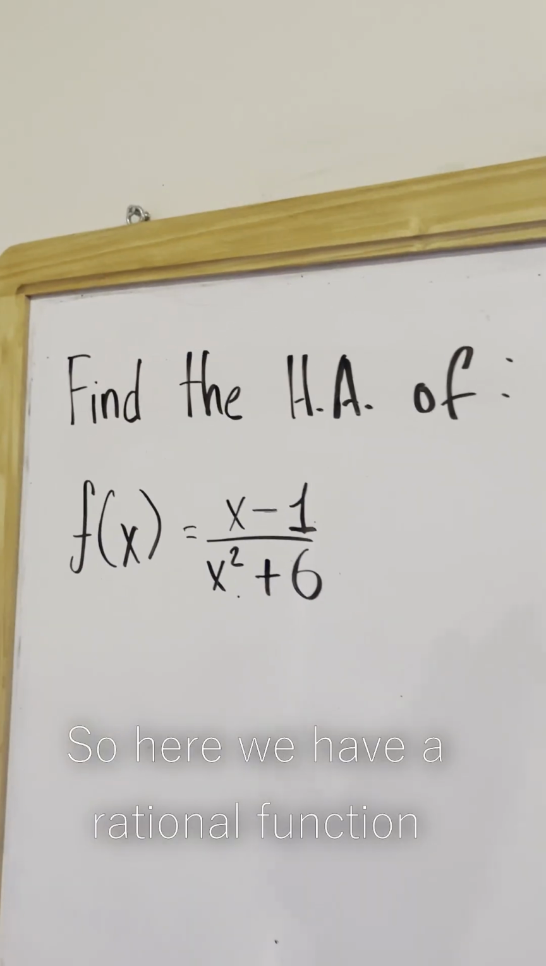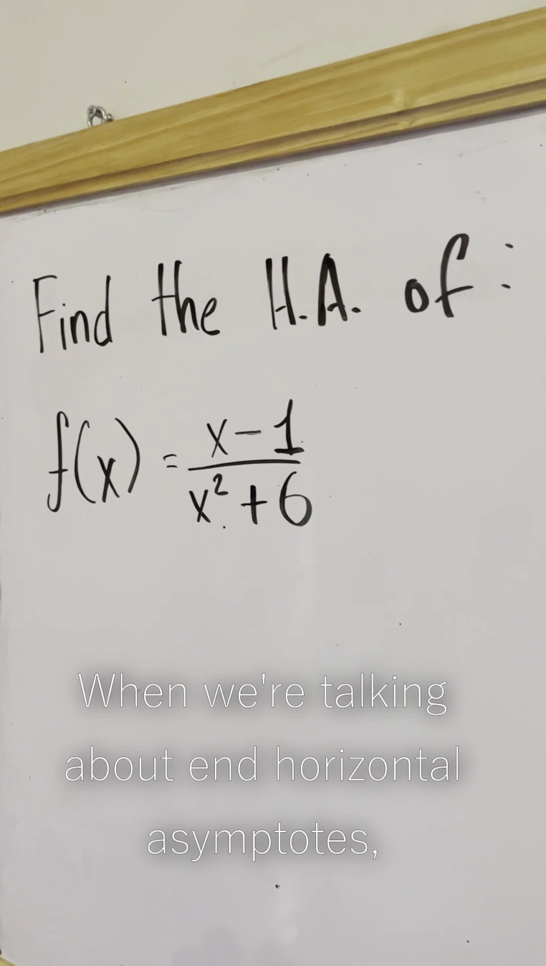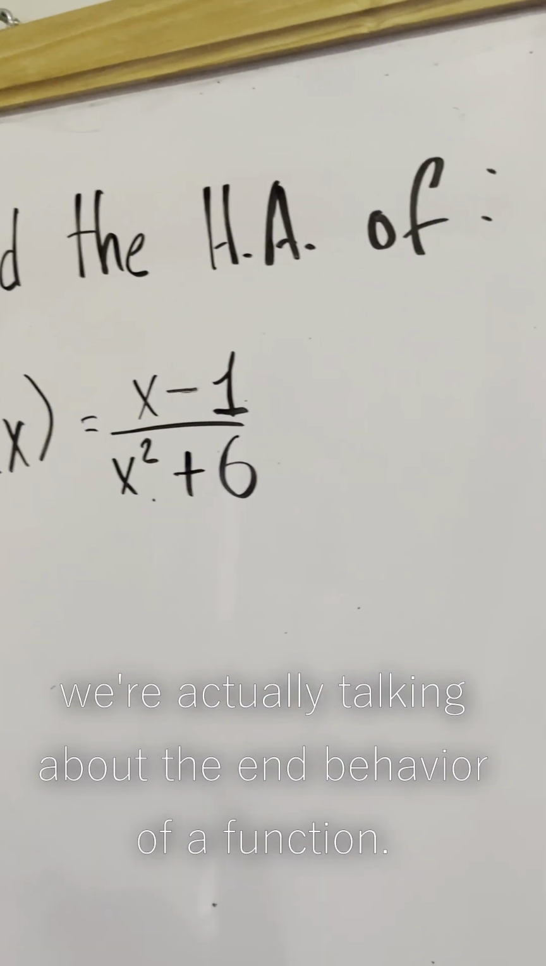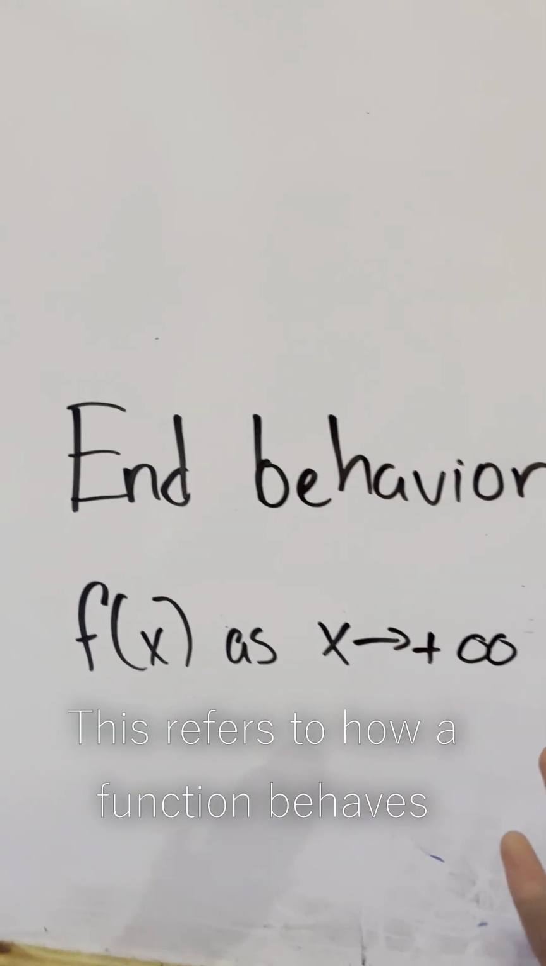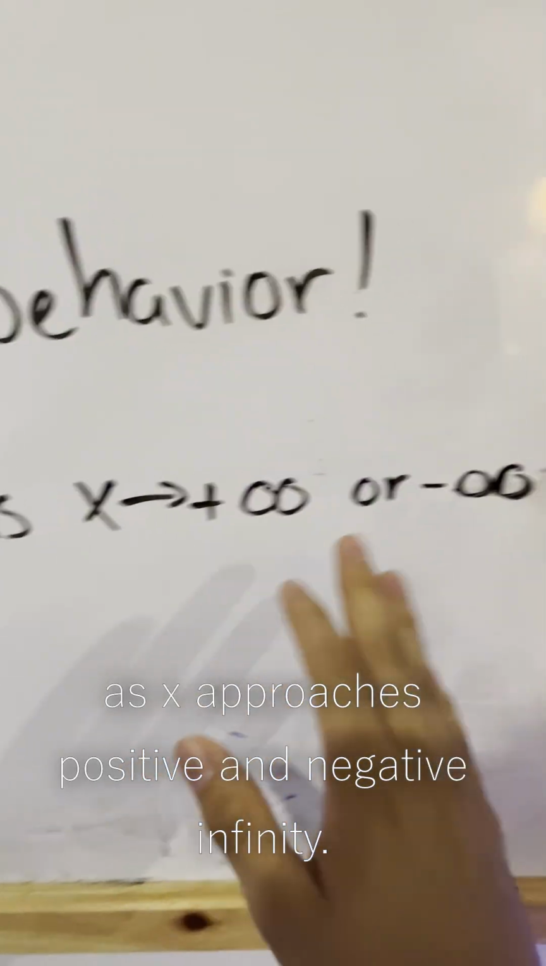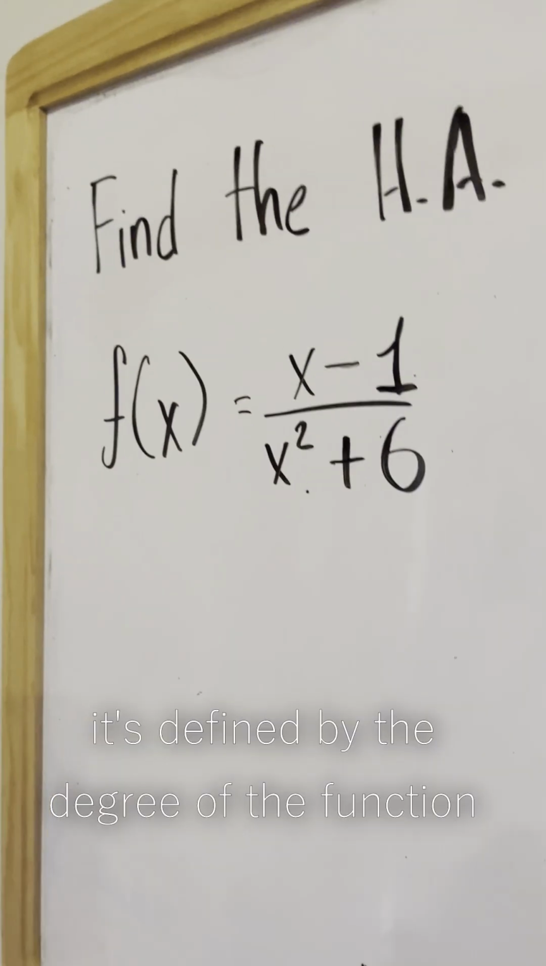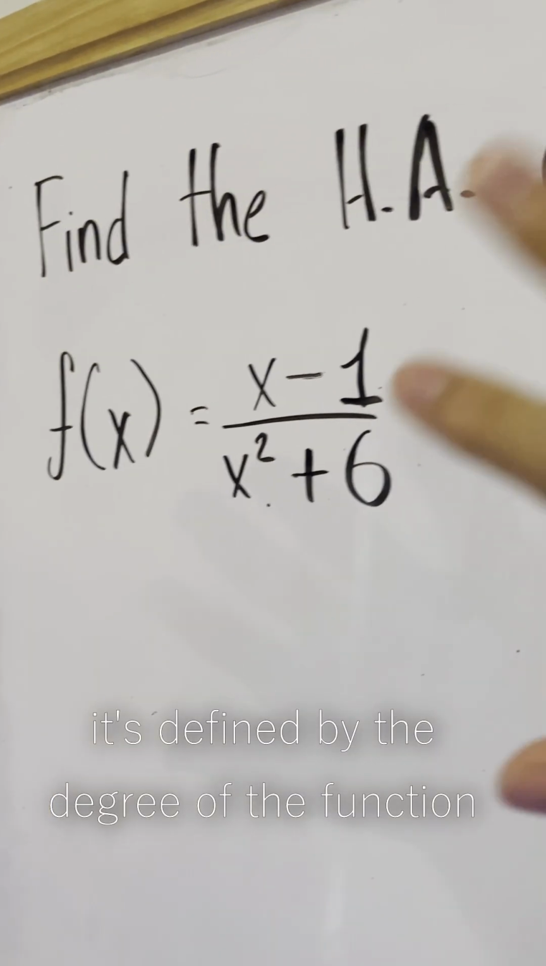So here we have a rational function, right? And we have to find the horizontal asymptote of this function. When we're talking about horizontal asymptotes, we're actually talking about the end behavior of a function. The end behavior refers to how the function behaves as x approaches positive infinity and negative infinity. Since we are analyzing the end behavior, it is actually defined by the degree of the function.